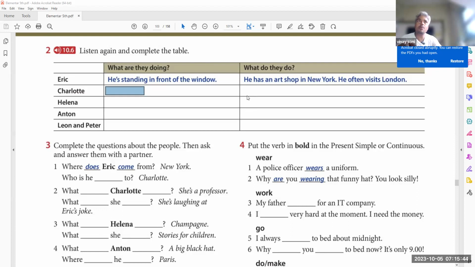So when I say, what do you do? Main pooch raha hu aap kya karte hain? When I say, what are you doing? I'm asking, kya kar rahe hain? So aap naashte mein kya khate hain? Because I'm talking about your routine, I will say, what do you eat for breakfast? And abhi kya kha rahe ho sir? What are you eating now?